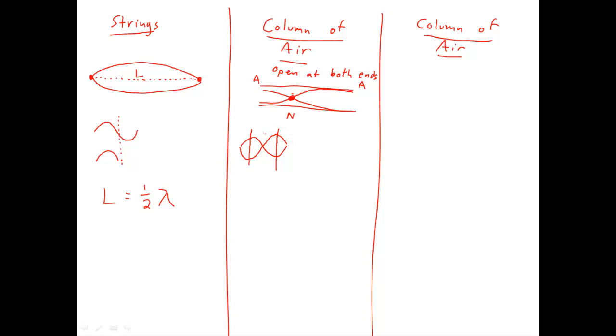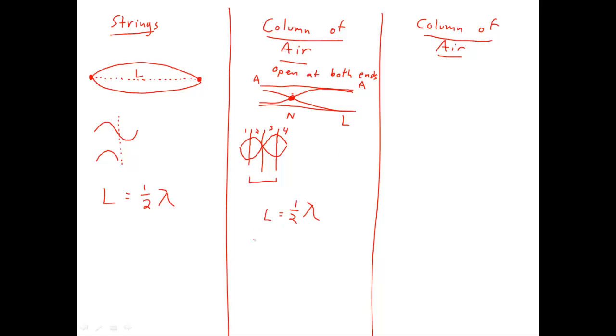So if you look, I've essentially divided my wave up into fourths. 1, 2, 3, 4. And the amount of wave that is in this open column is, again, half, from here to here. It's section 2 and section 3. I've left off 1 and 4. So once again, if this column is length L long, we have L equals 1/2 lambda. That's for a column of air that's open at both ends.